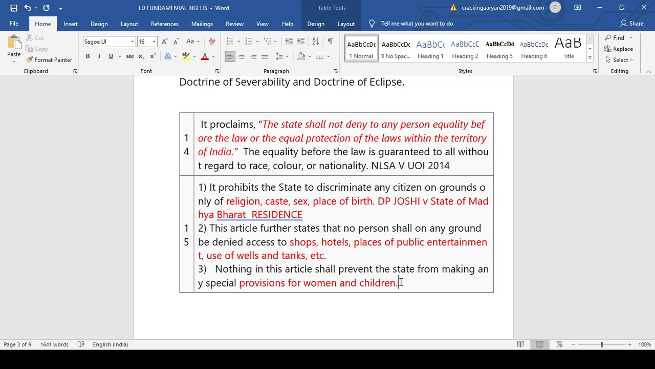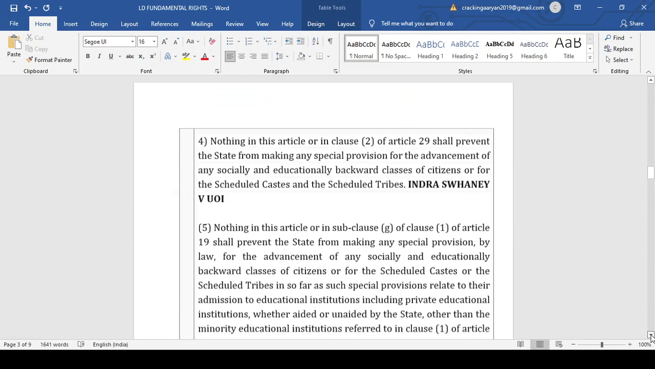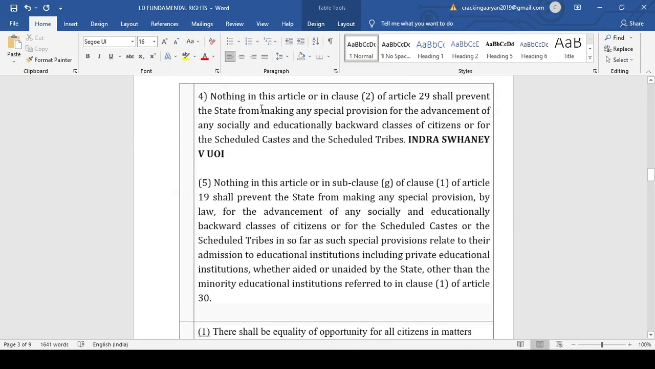Article 15 clause 1 prohibits the state from discriminating against any citizen on the ground of sex. But it tells that nothing in this article shall prevent the state from making special provision for women and children. That is Article 15 clause 3. Now Article 15 clause 4 tells that nothing in this article or in clause 2 of Article 29 shall prevent the state from making any special provision for the advancement of any socially or educationally backward class of citizens, scheduled castes and scheduled tribes. That is the article of reservation.